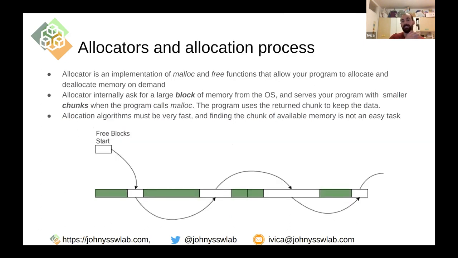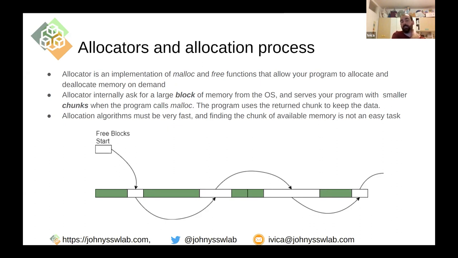Okay, moving to the next slide. About the allocators and the allocation process. So the first part of the talk, we'll talk about allocators and the allocation process. So why are your calls to new and free slow? The allocator is a part of your program that implements malloc and free functions, and that allows your program to allocate and deallocate memory on demand. It is important to understand how allocators work internally in order to understand what the challenges are there and how you can help fix them.